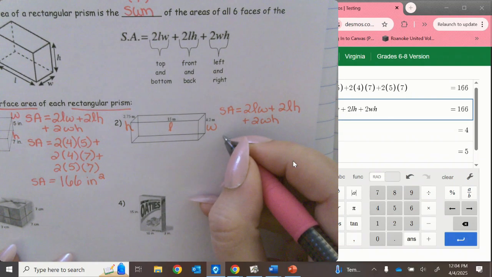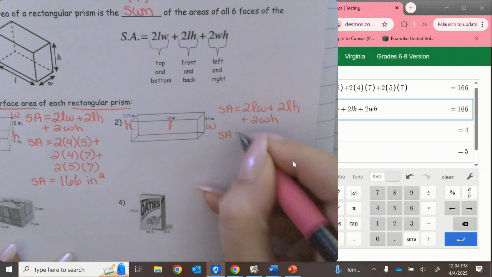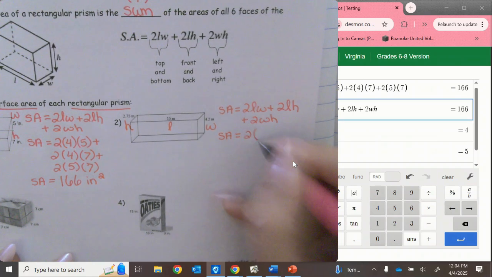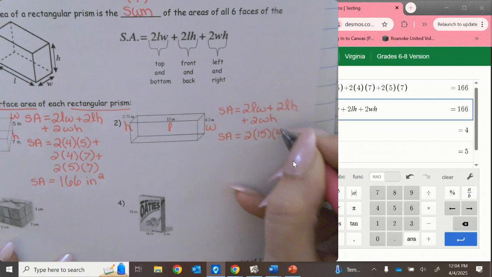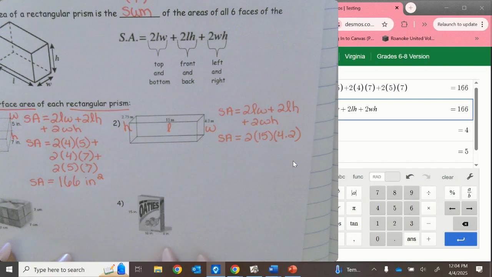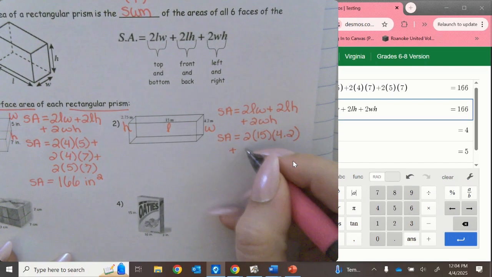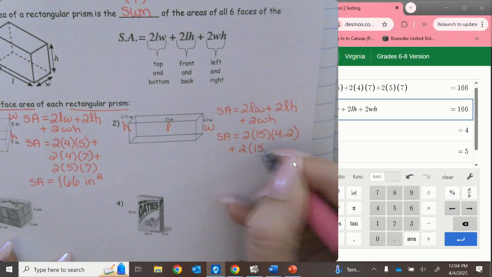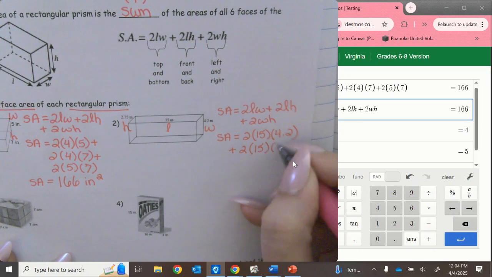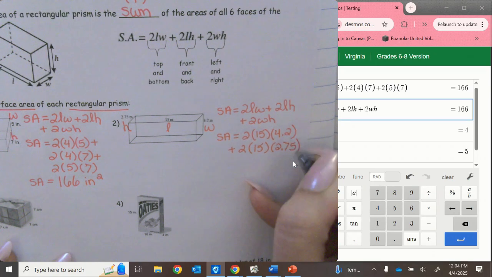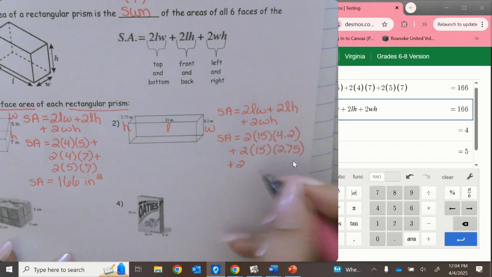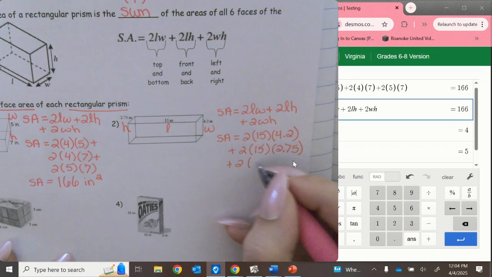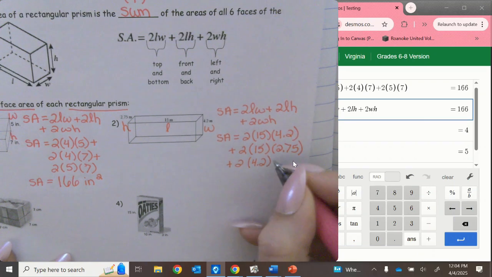So plugging in those values now, my surface area is equal to 2 times my length times my width, which is 15 and 4.2, plus my next grouping of numbers, twice my length times my height. So that's 15 and 2.75. And then my last grouping of numbers, twice my width times my height. So that is 4.2 and 2.75.